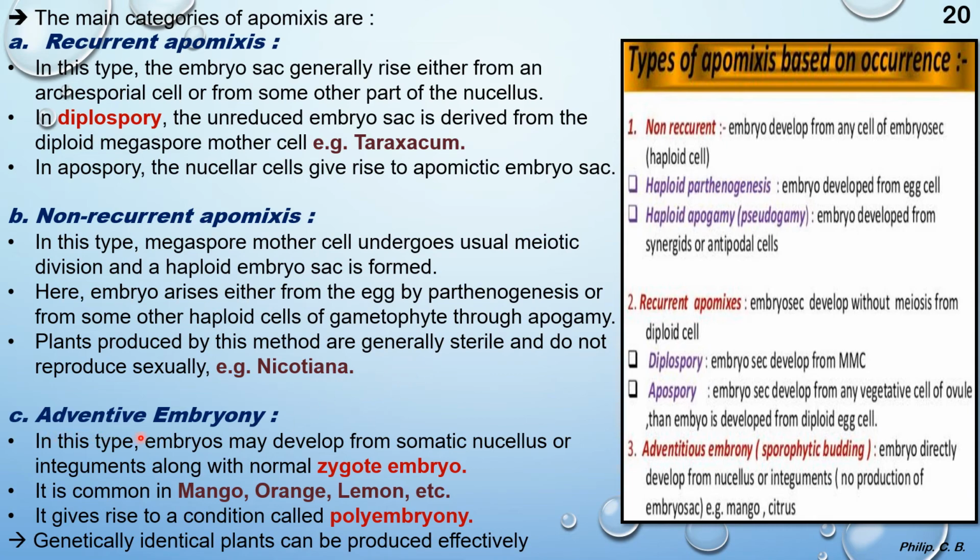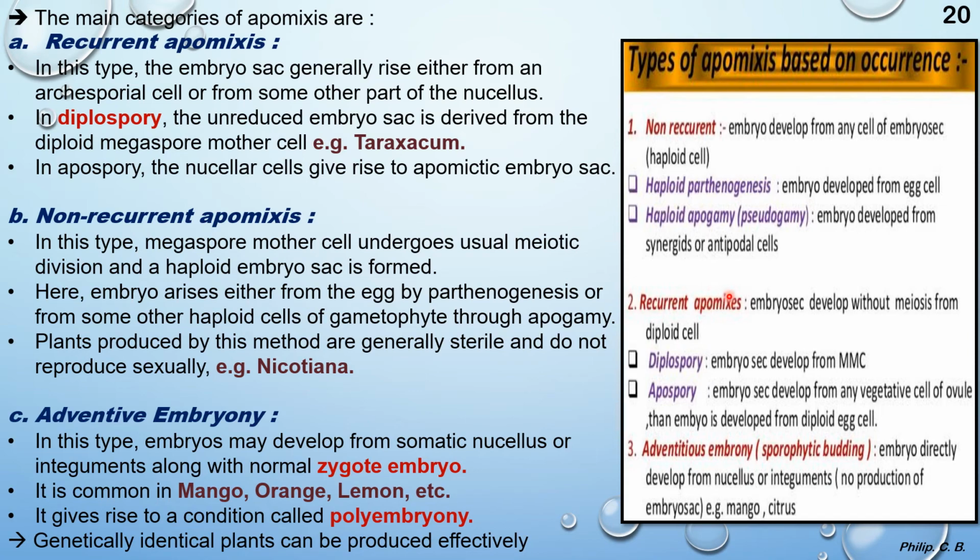C. Adventive embryony. In this type, embryos may develop from the somatic nucleus. What is somatic? The body cells, as you learned. So the nucleus of the cells, or integuments, along with the normal zygotic embryo. It is common in mango, orange, lemon, etc. So this embryony is more commonly seen in citrus fruits. It gives rise to a condition called polyembryony. That's why we can see many seeds in orange, lemon, etc. Genetically identical plants can be produced effectively.